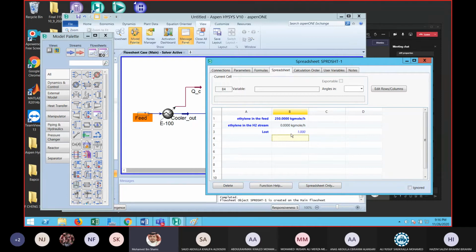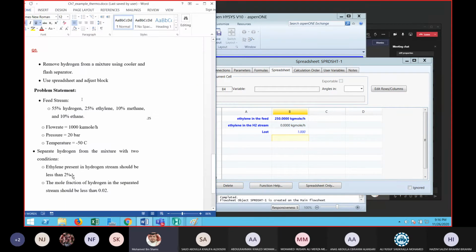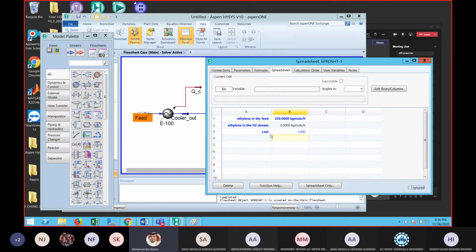Sort calculation. And this is like 100%. It's 1. Okay? So that is 100% divided by 100, which is 1. This is the number which I want it to be 0.02. Okay, that's the loss that I'm looking for.